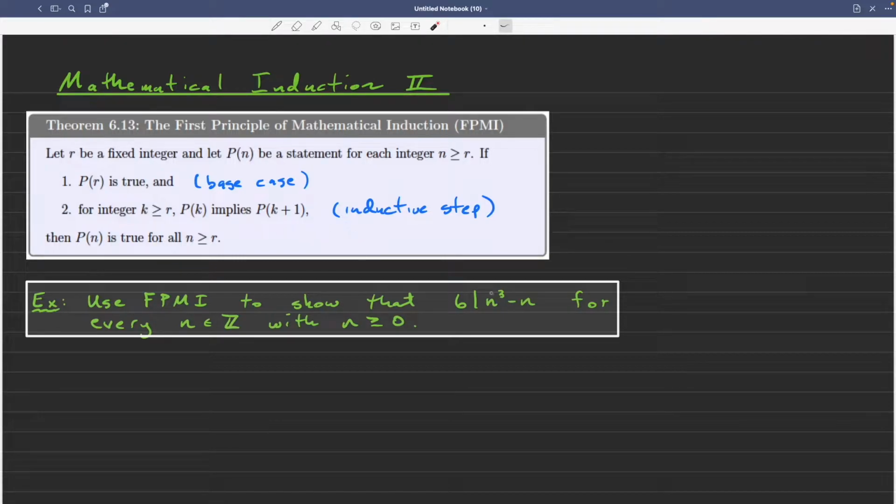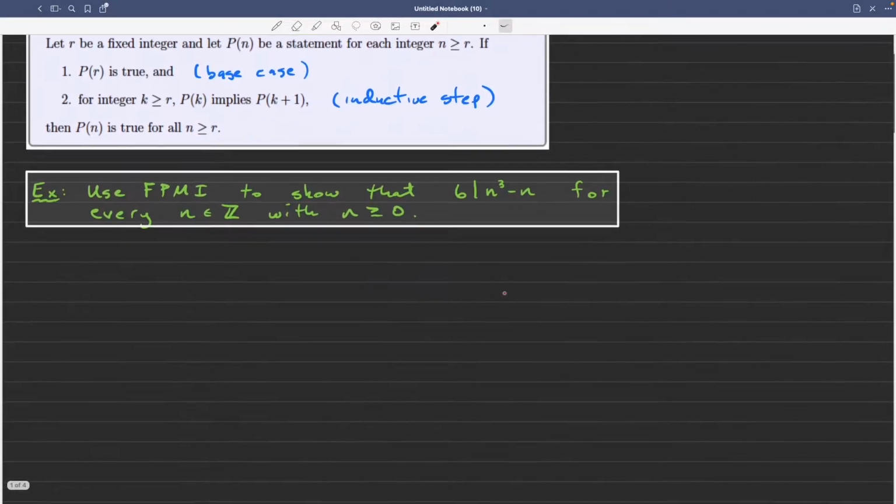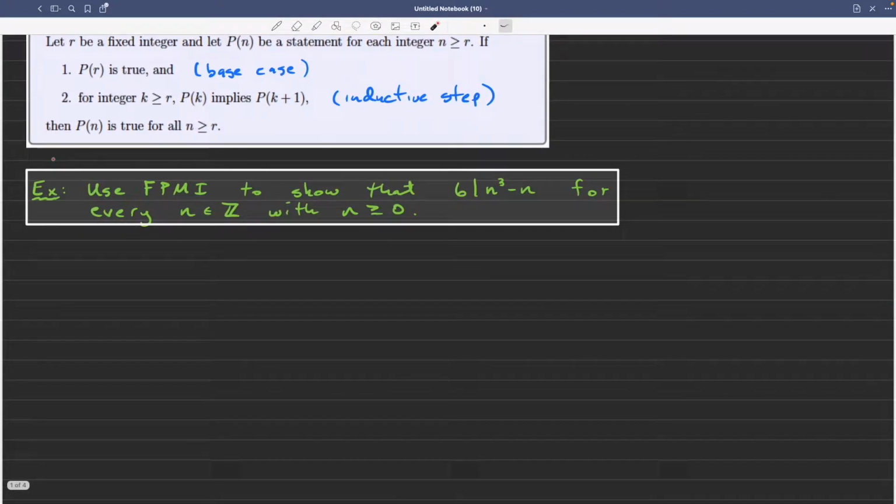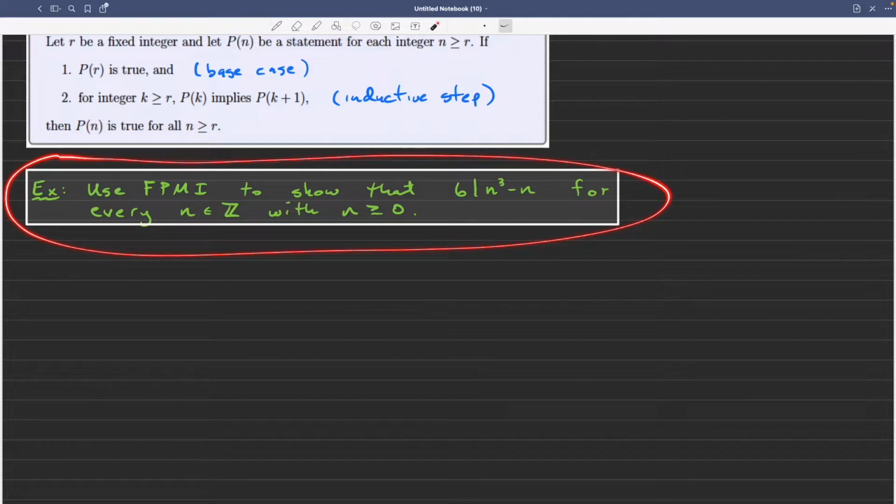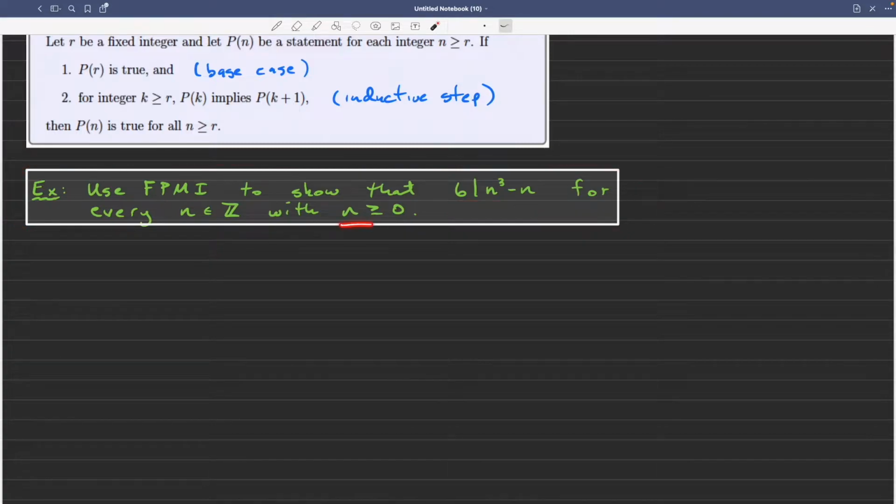So as a reminder of how this works, let's do a quick example. In the example that I have queued up here for us, we want to use the first principle of mathematical induction to prove that 6 divides n cubed minus n for every n in the integers that is greater than or equal to 0. So in this problem, our base case is n equals 0.